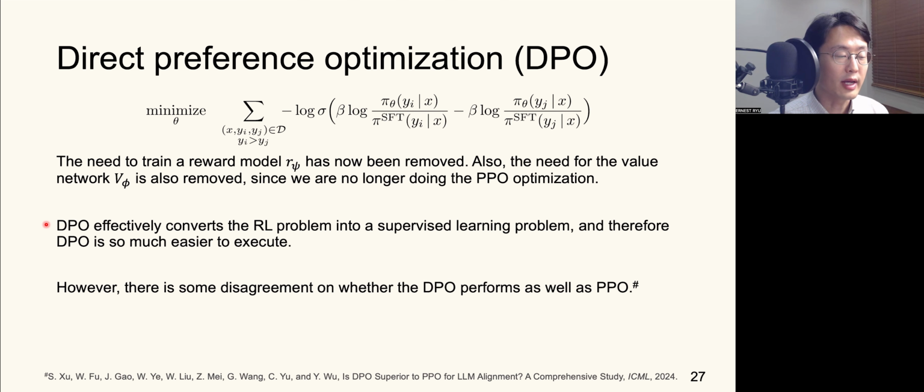The DPO algorithm effectively converts the RL problem into a supervised learning problem, and that makes DPO much easier to execute. However, there is some disagreement on whether DPO actually performs as well as PPO. So it's clear that DPO is more convenient, but the question is, is the end performance better than that of PPO? And there is some work, at least this work says, that PPO works better at larger scales.